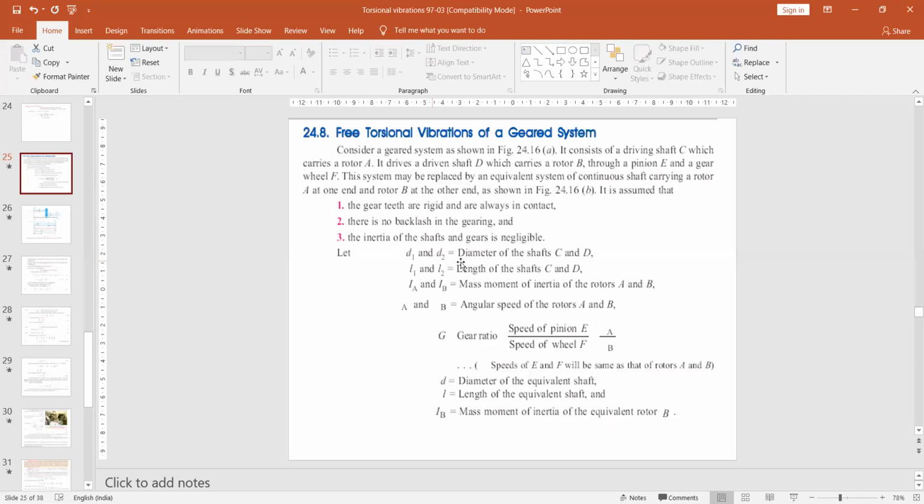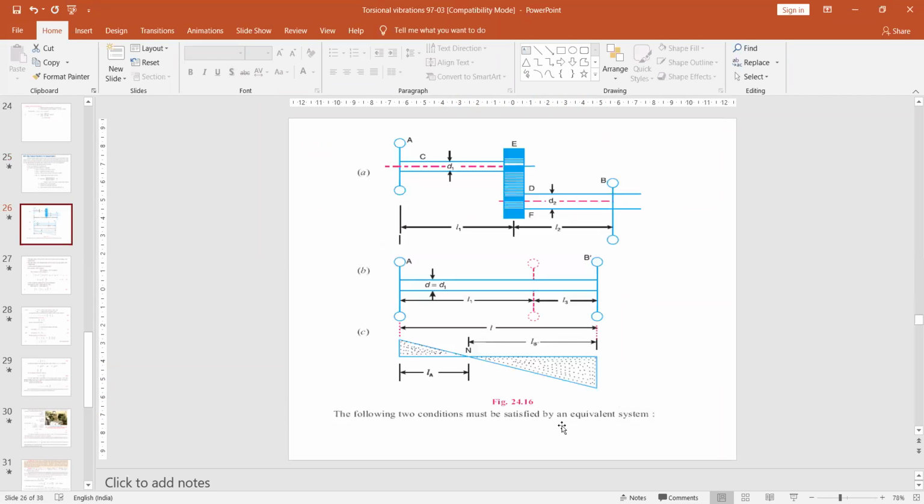Now the notations: D1 and D2 are the dia of the shafts C and D, L1 and L2 are the lengths of the shafts C and D, IA and IB are the mass moments of inertia of the rotors A and B, and omega A and omega B are the angular speeds of rotors A and B. The gear ratio is the speed of the pinion E by the speed of the wheel F, or omega A by omega B. Small d is the dia of the equivalent shaft, L is the length of the equivalent shaft, and IB is the mass moment of inertia of the rotor. Just observe the diagram.